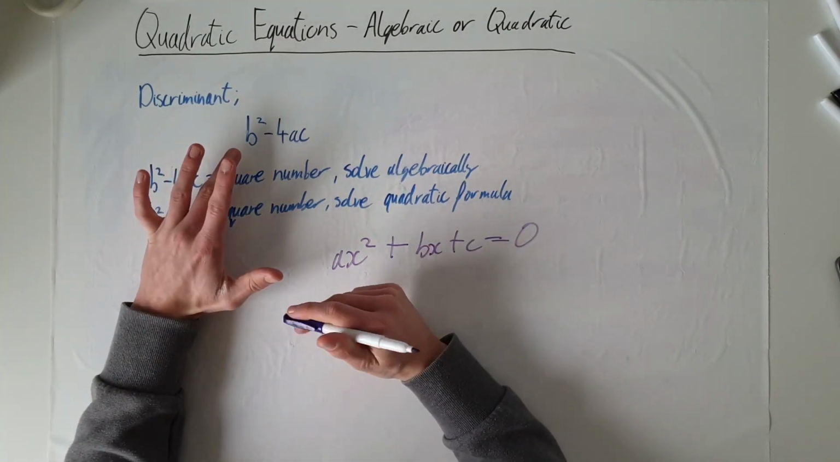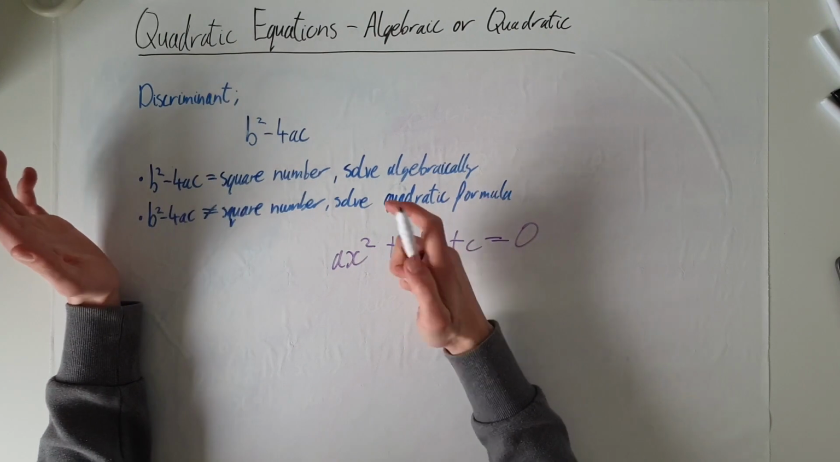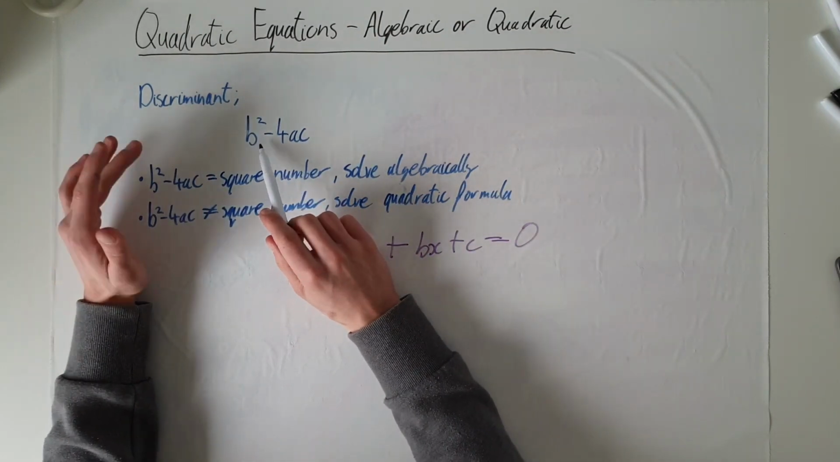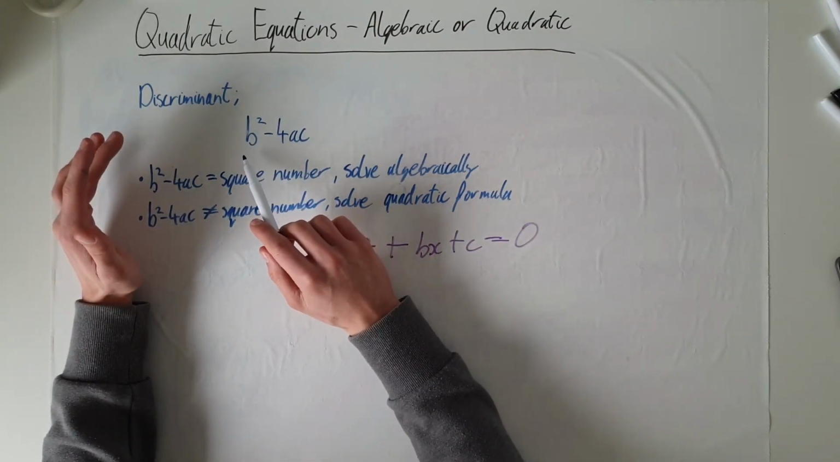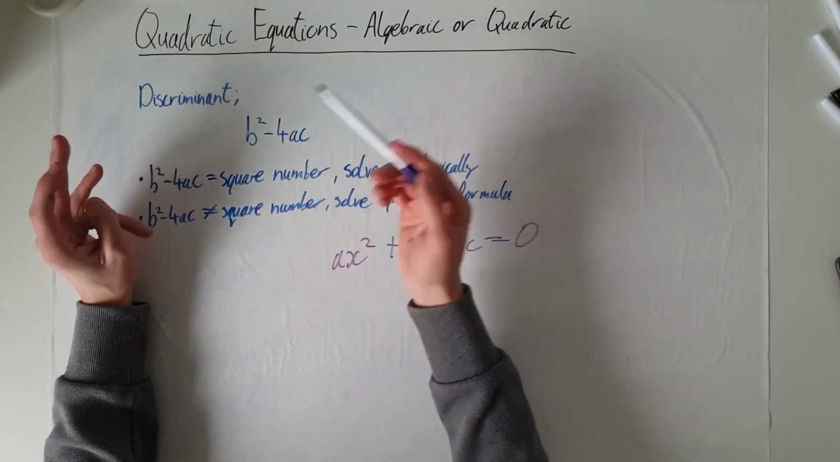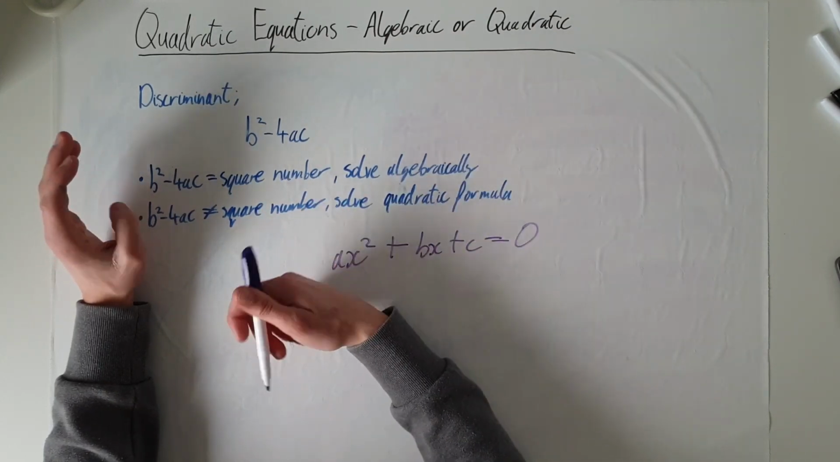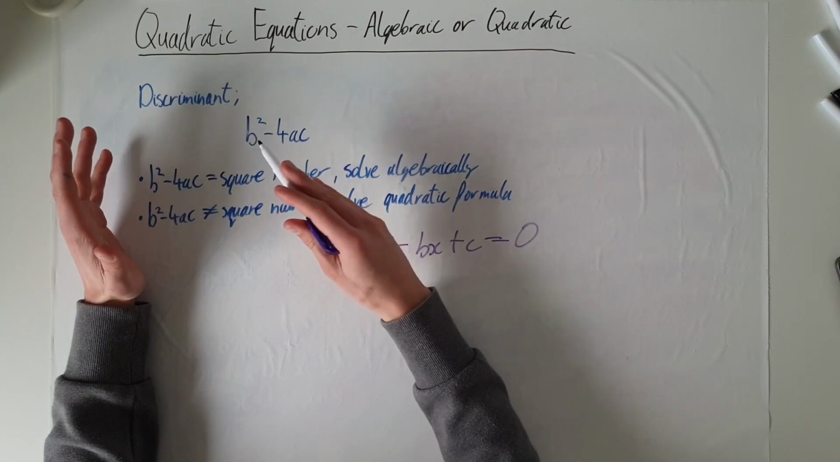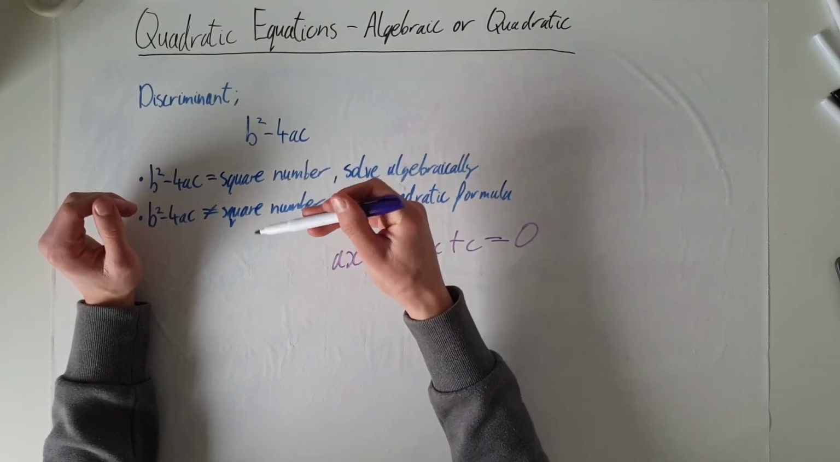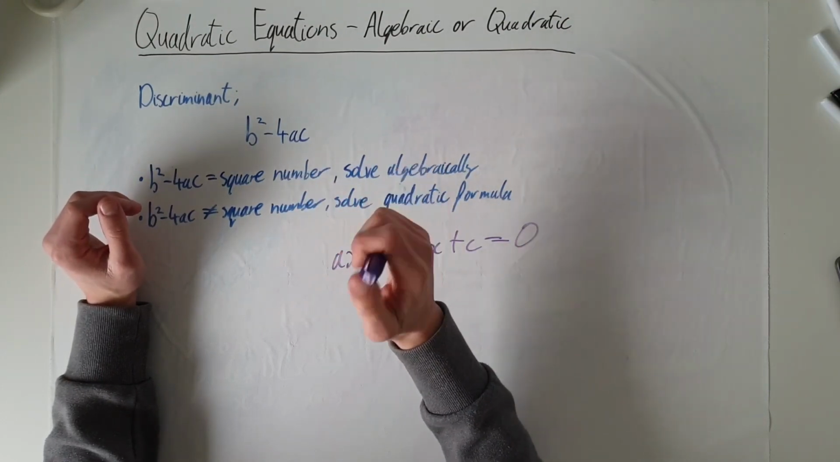You do not get this in your formula sheet, but it's quite easy to remember because it is actually part of the quadratic formula. If you remember, it's in the square root on the top. So that's just an easy way to remember it, but it's what we call the discriminant, and the discriminant is what we use to determine which method we use to solve a quadratic equation.